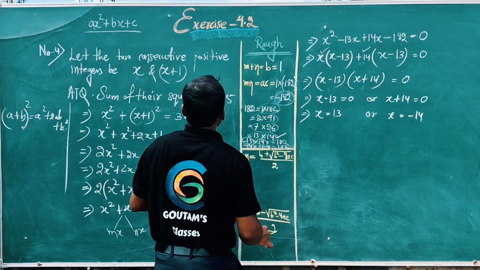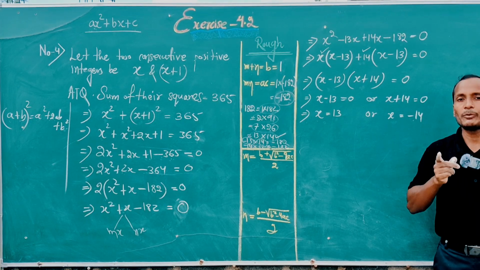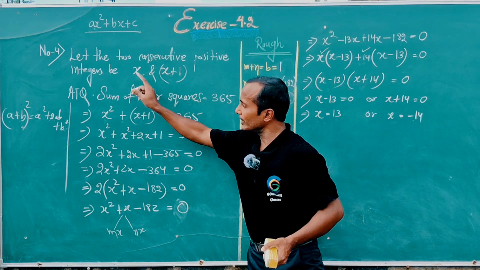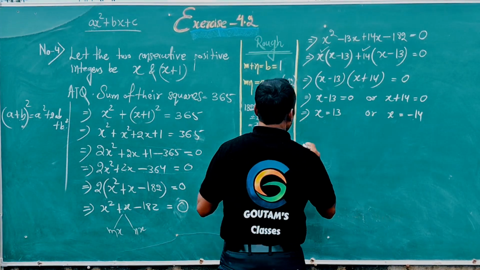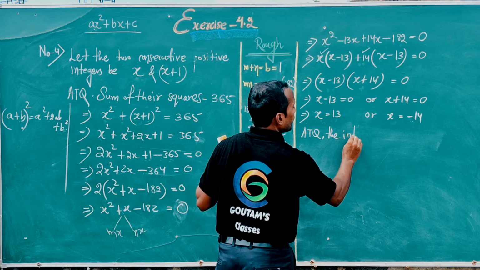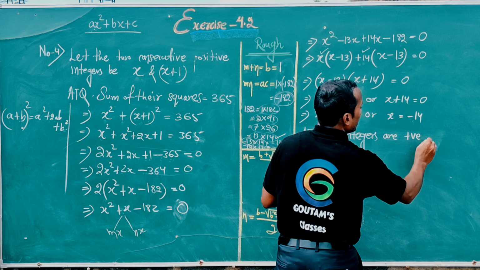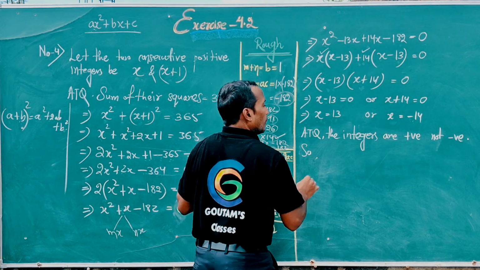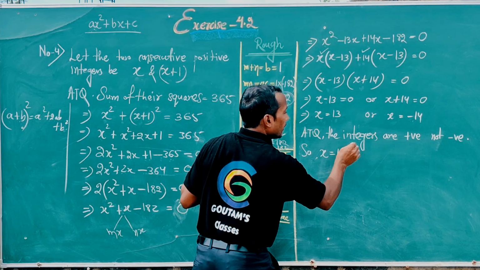Now which value will be suitable for our condition? Question was telling you that there are two consecutive positive integers, sum of whose squares is 365. Two consecutive positive integers, remember, and one of the consecutive positive integers was x. So x can't be negative. We will mention that here. According to the question, the integers are positive, not negative. So x is equal to 13, not minus 14.